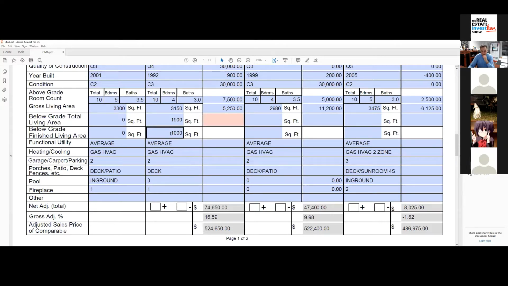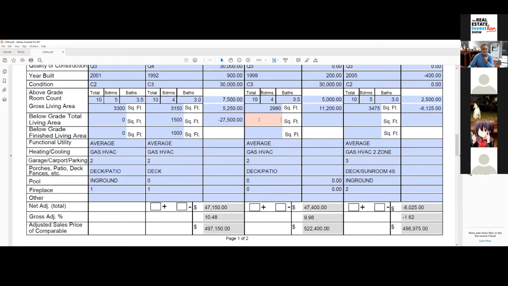And plus, now this one has a 1,000 square feet finished basement. So 7,500 times, because it's more than $400,000 range, I would say $20 per square feet. So $20,000 plus 7,500 minus $27,500. Make sense?